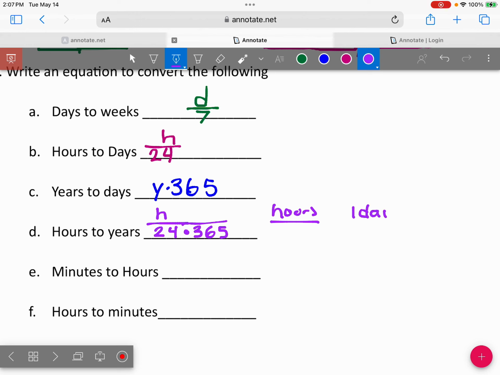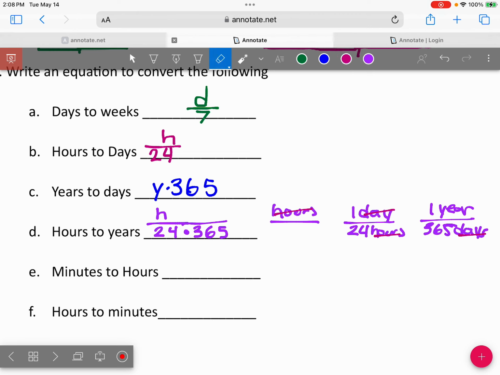There we go. 1 day is 24 hours, and 1 year is 365 days. So when we're looking to simplify it, my hours cancels out and my days cancels out, and we're left with whatever our number of hours that they gave us divided by 24 times 365.